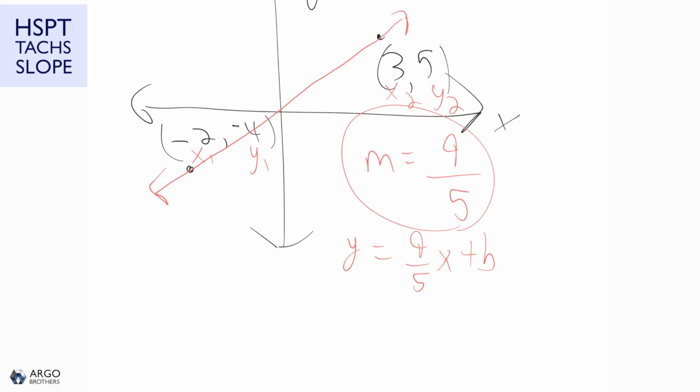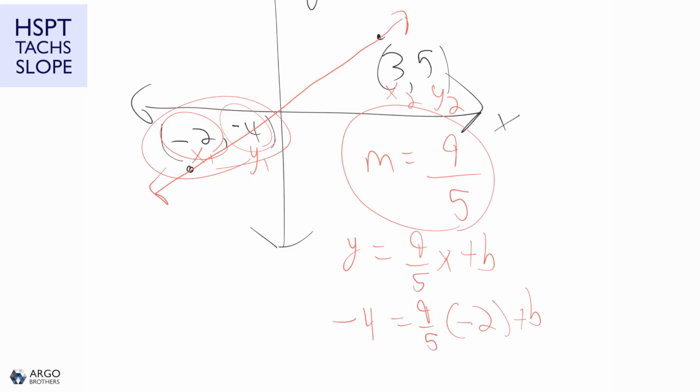So we can plug in any point. Let's pick this point to plug in. So we're going to plug in the y value as -4, the x value as -2. So we have 9 over 5 times -2 plus b.